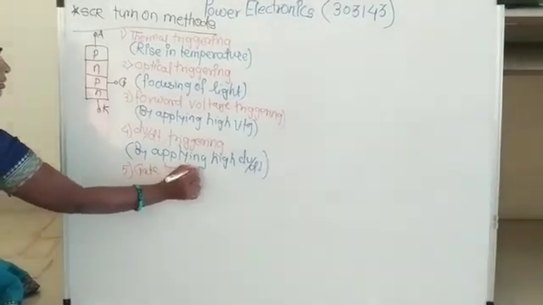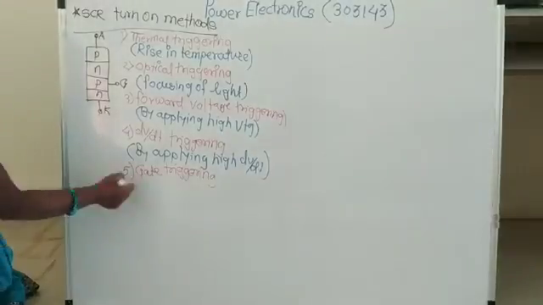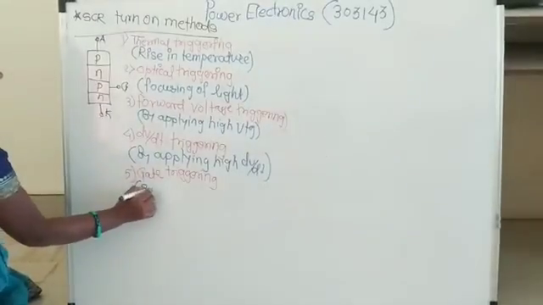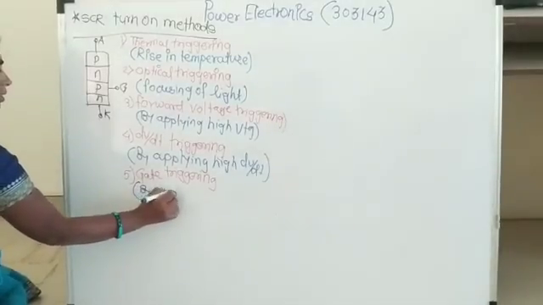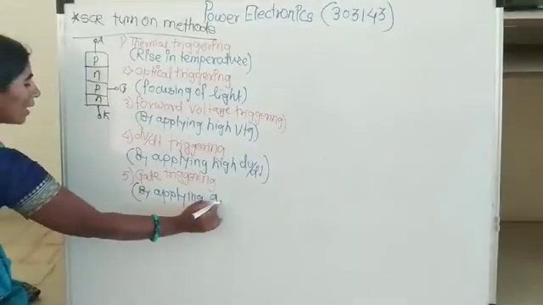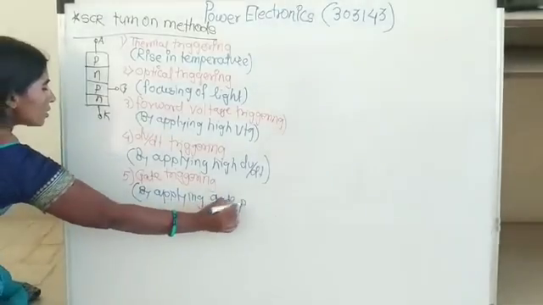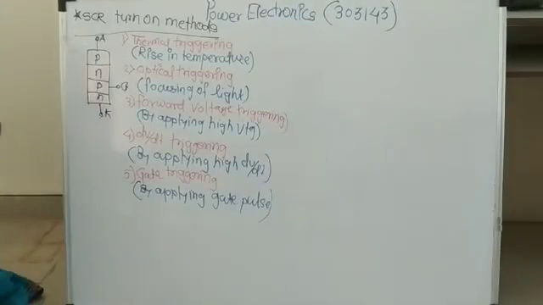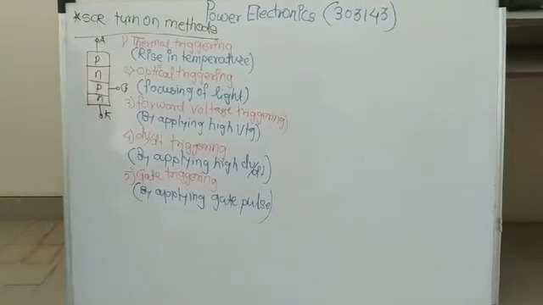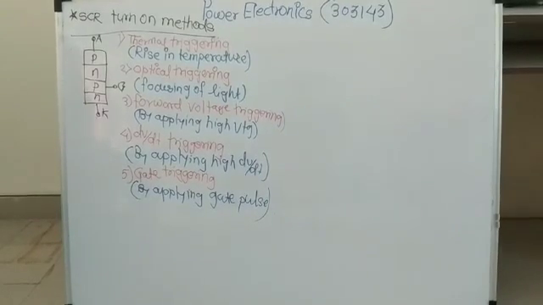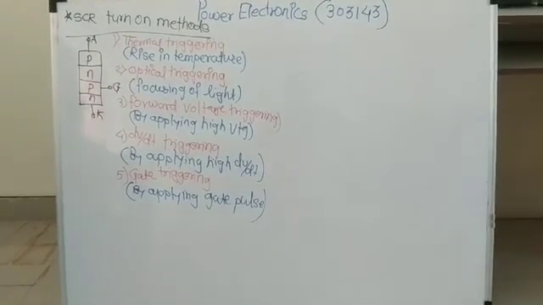Gate triggering. This gate triggering is also called by applying gate pulse. These are the different methods of turning on the SCR. Now see one by one. First of all, I will show you thermal triggering.